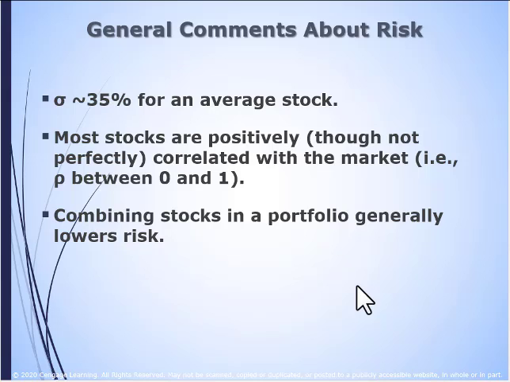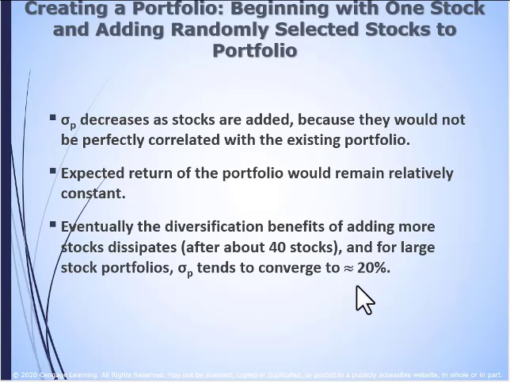If you look for the average of the stock in this example, it's around 35% is the average risk for the average stock. So most stocks are positively correlated, not perfectly positively correlated, with the stock market. So they have a correlation between 0 and 1. If you combine stocks in a portfolio, generally, you are going to reduce the risk of that portfolio. Now, we're not going to get into a lot of formulas about how we actually calculate this. Just suffice to say that correlation is what drives diversification. Standard deviation of a portfolio decreases as you add stocks. Why? Because they are not perfect twins.